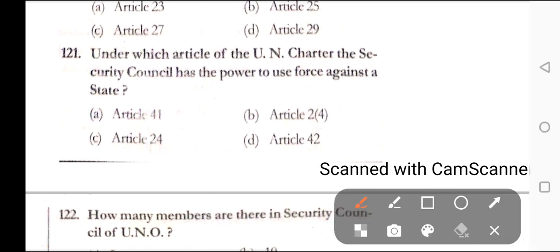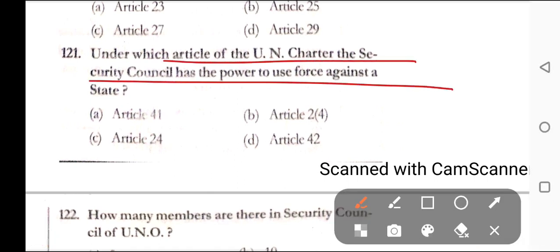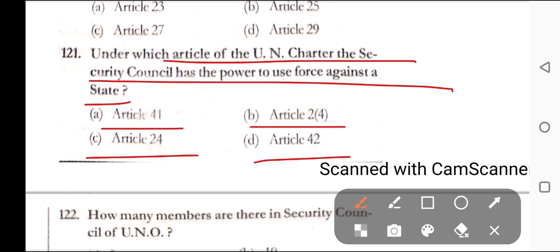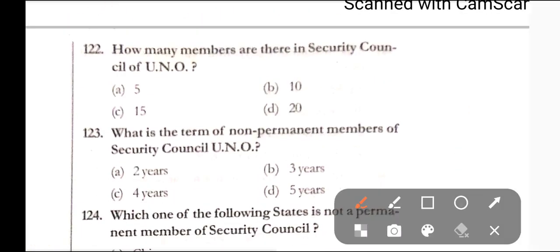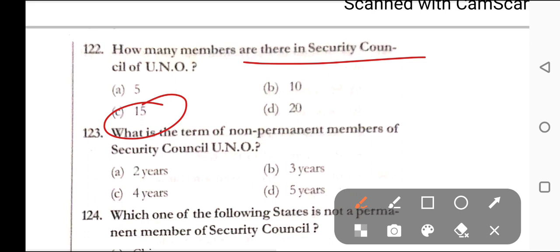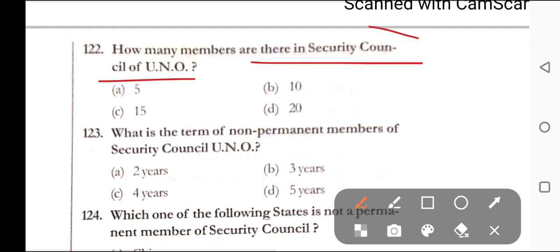Question number 121. Under which article of the UN Charter does the Security Council have the power to use force against a state? Option A, Article 41; option B, Article 2, Clause 4; option C, Article 24; and option D, Article 42. Correct answer here is option D, that is Article 42. Question number 122. How many members are in the Security Council of UNO? Option A 5, option B 10, option C 15, and option D 20. Correct answer obviously here is option C, that is 15. Do not get confused with the permanent members of the Security Council. Here in this question it has been asked the members of the Security Council of the UN.